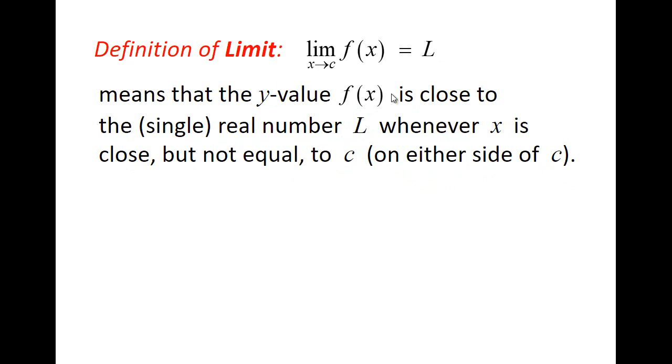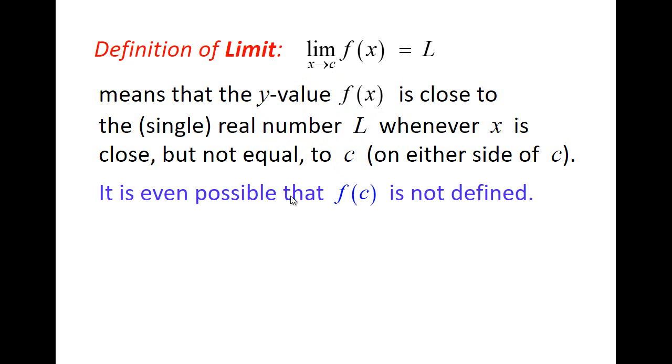The reason I'm calling this a little bit sloppy version of the definition is because it doesn't address how close we can make f of x to L. It is possible that f might not be defined at the number c. So again, when we are looking at the limit of f as x approaches c, we are not interested in the value of f at c. We are interested in the value of f when x is close to c but not equal to c.